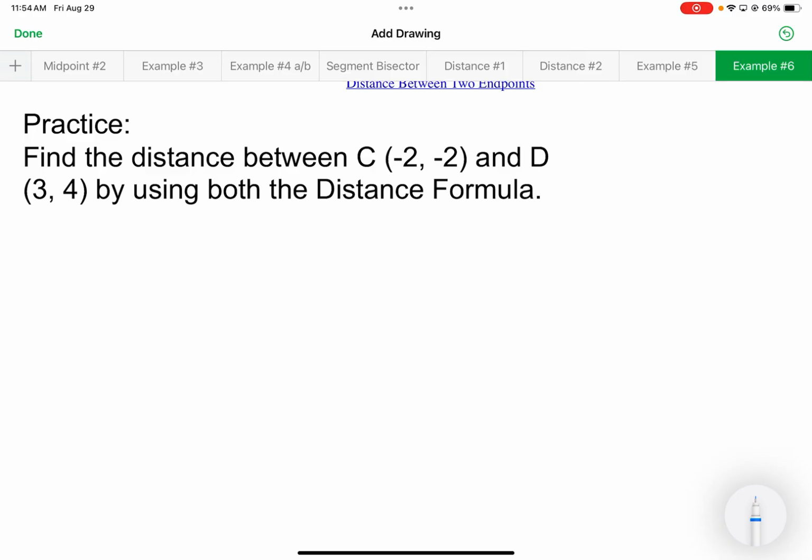This would be 3 plus 2, which is 5. And then your other ones are 4 and negative 2, which is 6. All right, so that's good. That other one's good.